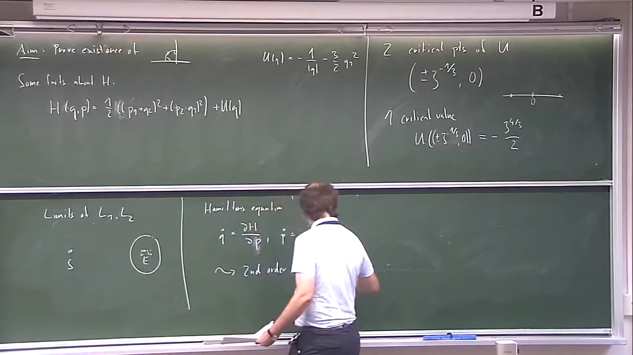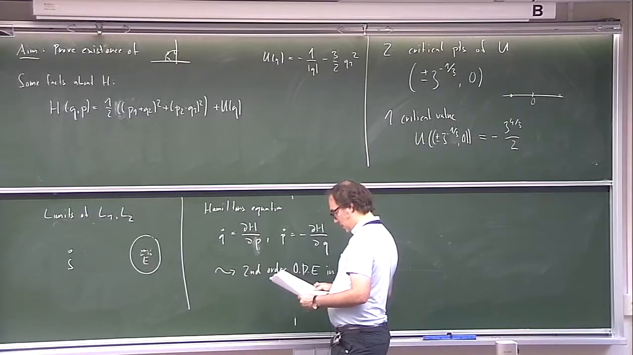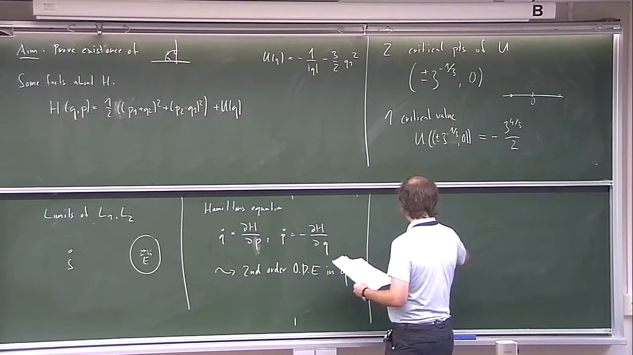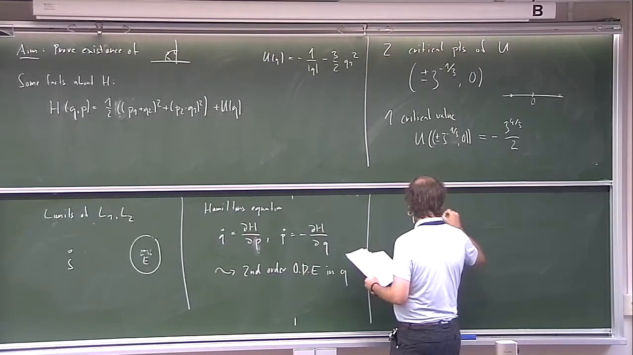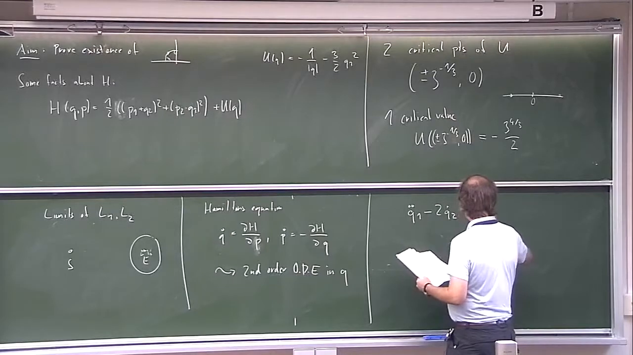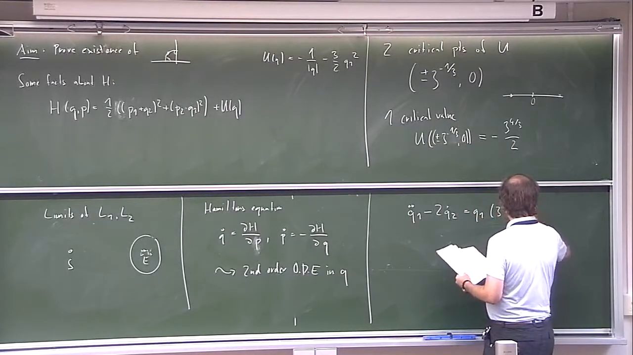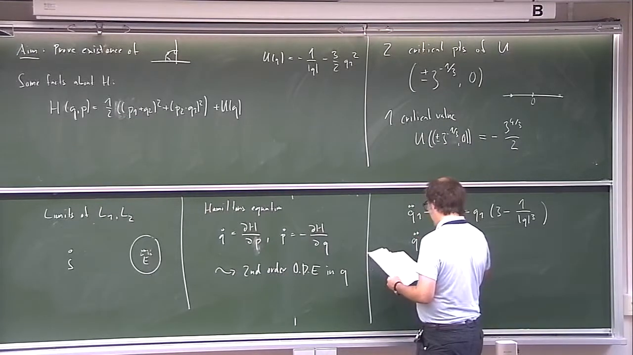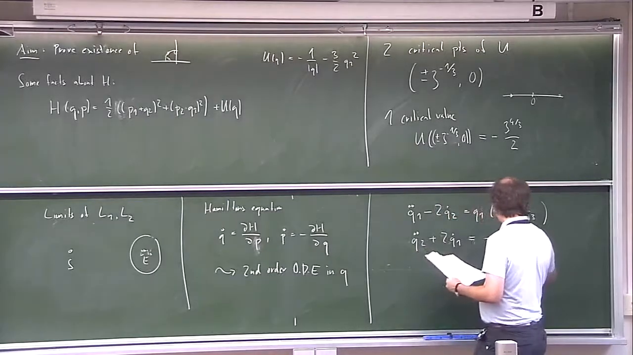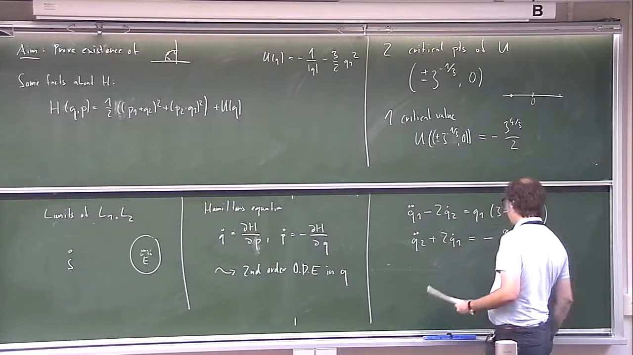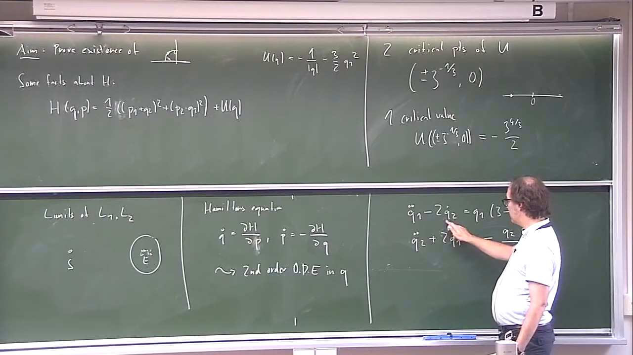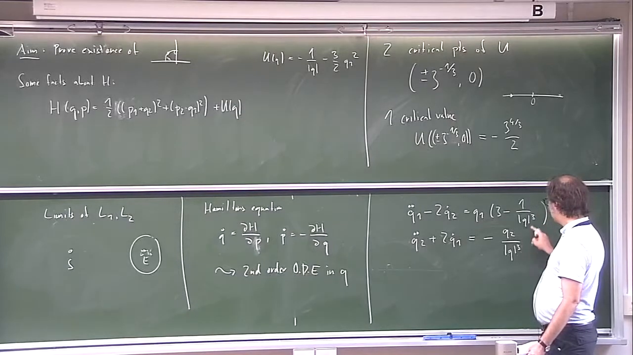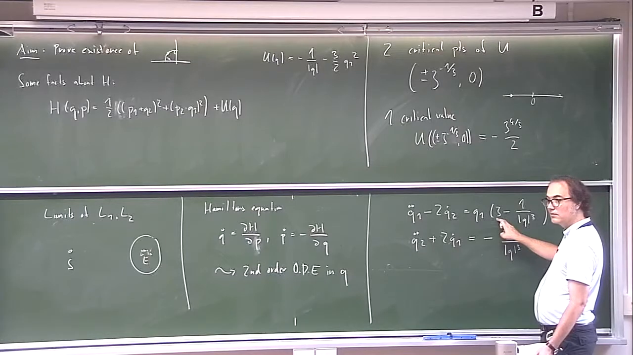And so you get a second order ODE in q. If you do this, it will be q1 double dot minus 2 q2 dot equals q1 times (3 minus 1 over |q| cubed), and q2 double dot plus 2 q1 dot equals minus q2 over |q| cubed. And what you can see here is the Coriolis force, the velocity dependent force, and here is Newton's force, and here you also have the tidal force.